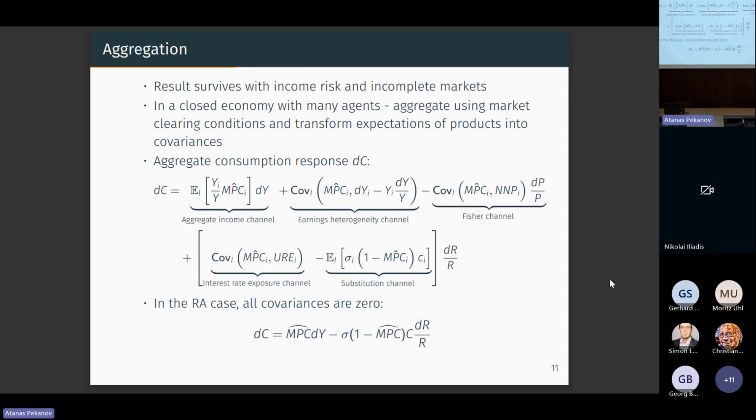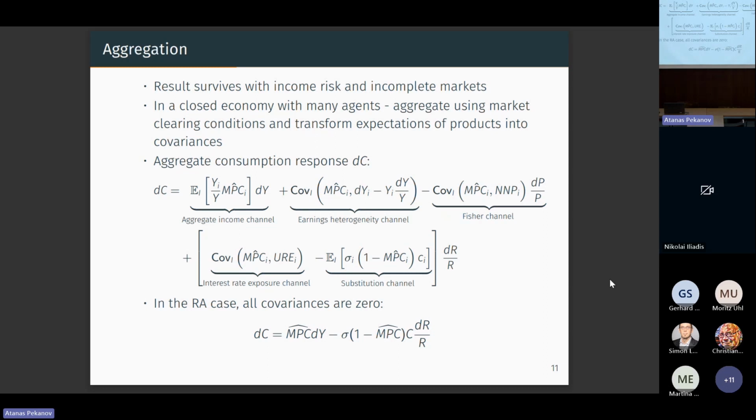So basically the aggregate income channel, which we already discussed in the beginning, the substitution channel, also discussed at the beginning, and the 3 additional channels, which will be described with covariances between what is your exposure, for example, in terms of the earnings heterogeneity channel, where are you in the income distribution, what is your MPC? The covariance between these 2 elements will give us this part of the redistribution channel. Then the same, where are you in the net nominal position of households? What is your MPC? The covariance between those 2 will enable us to quantify this part of the distribution channel.